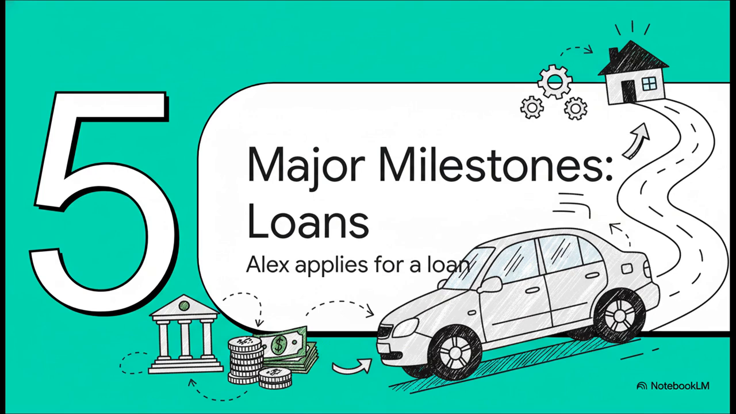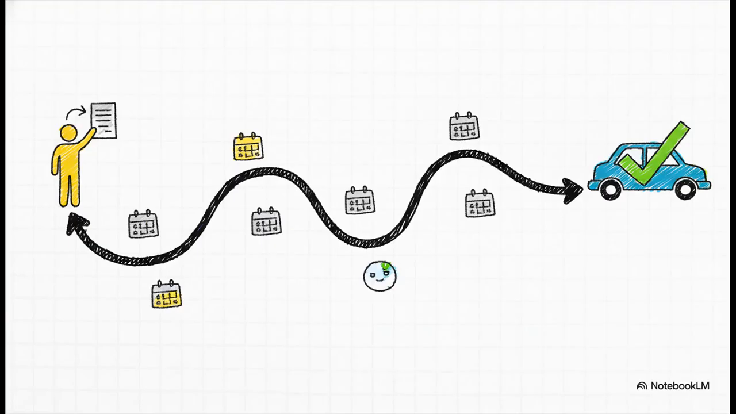Okay, let's fast forward a few years. Alex's financial life is a bit more complex now, and it's time for a major milestone, buying a car. Now, this is a way more complicated process than just buying coffee, and the system has to handle it perfectly. The loan module is built to manage a long-term relationship. It's not a one-and-done transaction. It has to handle the initial application, the decision-making process, handing over the money, and then meticulously tracking every single repayment for years to come.